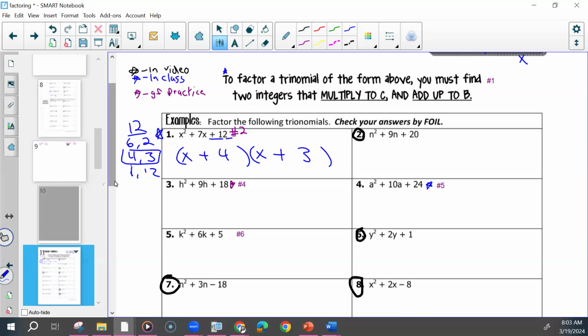Right, let's do number 2. 2 numbers that multiply to be 20, but add to be 9. So what are some factors of 20? 10 and 2, 5 and 4, 1 and 20, and that's it. So of those numbers, which ones would add to be 9? 5 and 4. When we write those 2 factors, our variable now is n, but we're using 5 and 4, so n plus 5 and n plus 4. It doesn't matter which factor is which, you just have to put it in both.